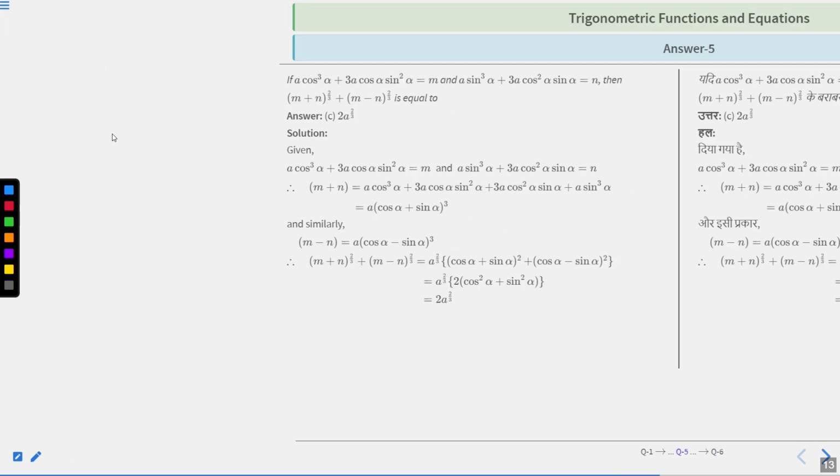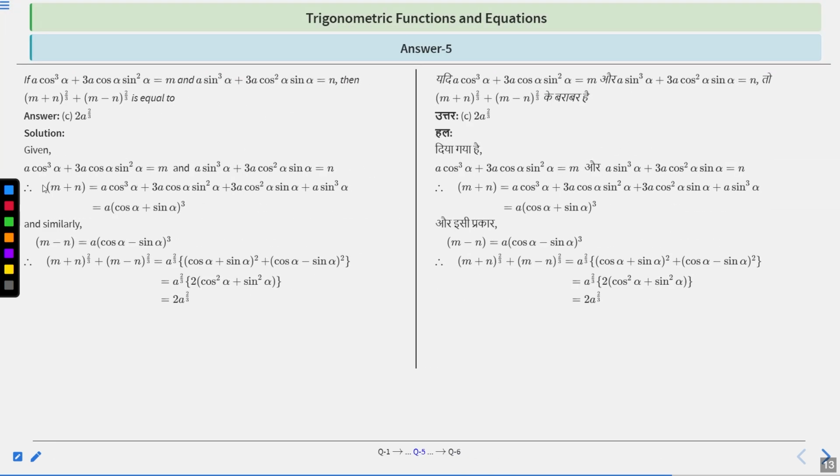Okay, let's move to the solution part. a cos cube alpha plus 3a cos alpha sin square alpha is equal to m, and a sin cube alpha plus 3a cos square alpha into sin alpha is equal to n. Therefore, m plus n is equal to a cos cube alpha plus 3a cos alpha sin square alpha plus 3a cos square alpha sin alpha plus a sin cube alpha.